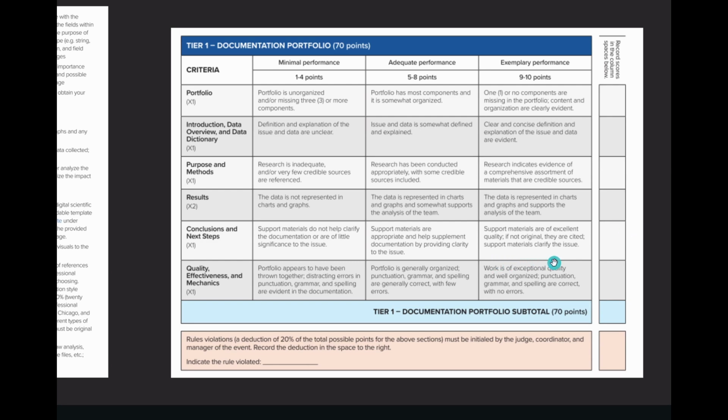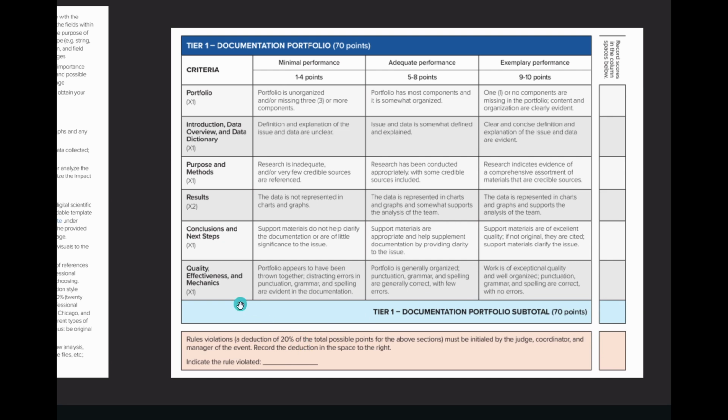Conclusion and next steps. This is also free 9 or 10 points. Well, not free, but it's just conclude after looking at all your data and looking at all your analysis, sum it up in a few sentences. Again, you only get 1 or 2 pages for each of these, so make sure they're extremely concise, but they're getting your point across. You don't want to waste words saying something extra that just doesn't need to be said.